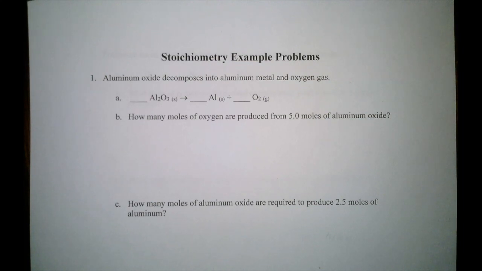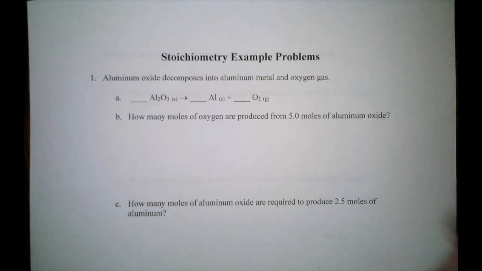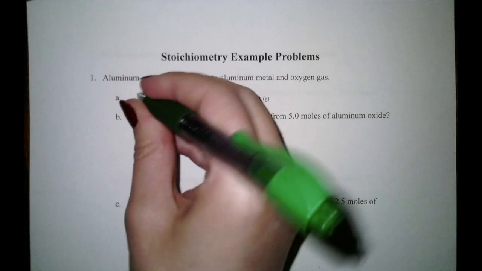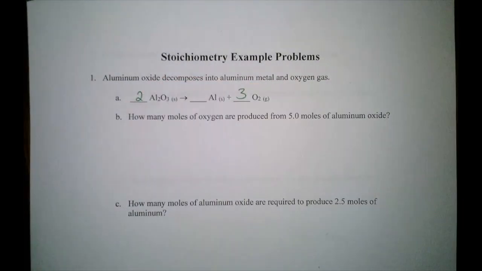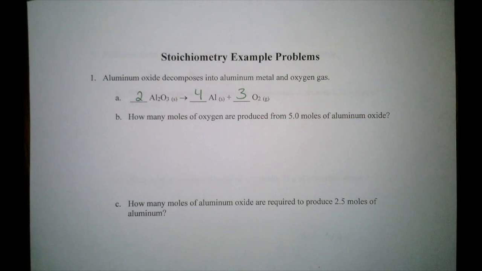So in this reaction we have aluminum oxide decomposing into aluminum metal and oxygen gas. Well, I can see that I have 3 oxygen and 2. Lowest common multiple is going to be 6. This means I have 4 aluminum in my reactants, so I need 4 in the products.